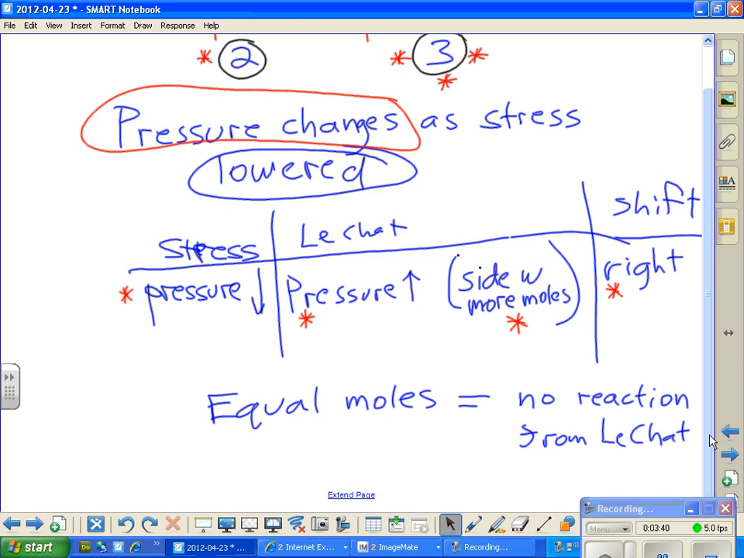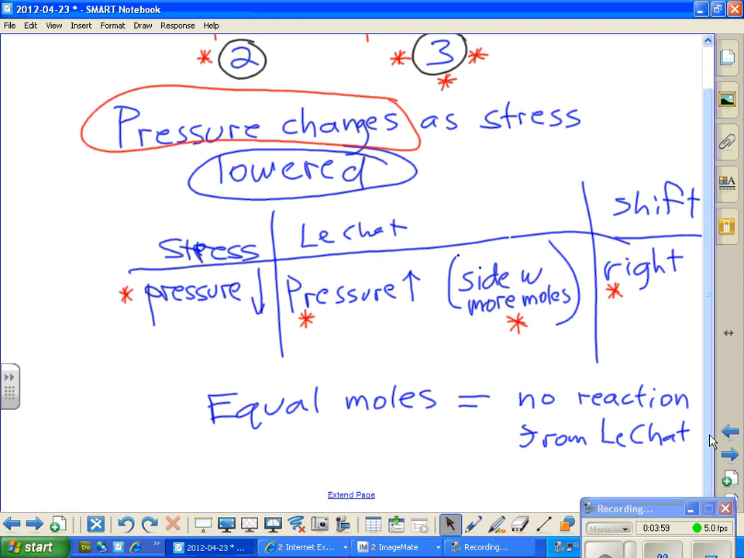Yes? The pressure is up, does that mean that the side with less moles? If the pressure is up, that's the stress. LeChat wants to make less pressure, so he goes to the side with less moles. Yep, that's exactly what you do. Okay? Any other questions on this one?